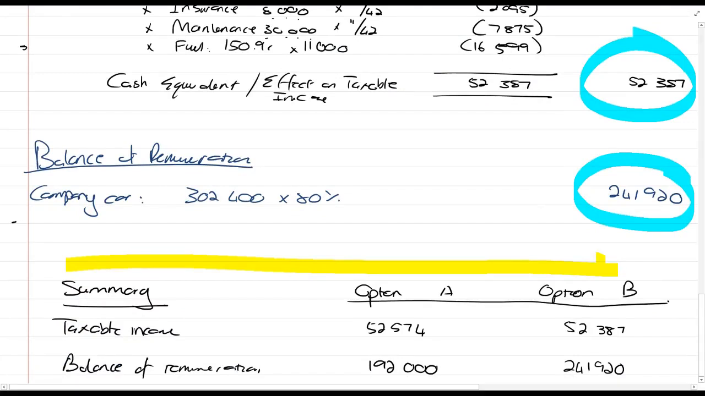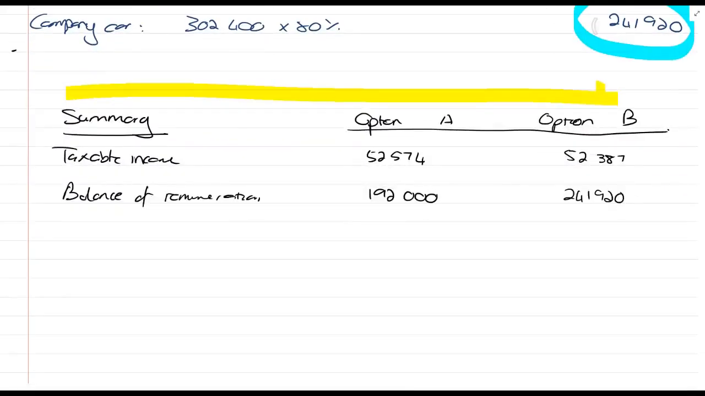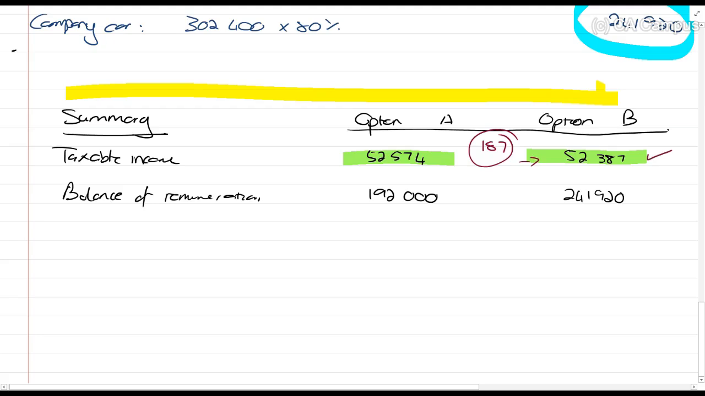Okay, so which option is better for Prudence? So let's quickly look at it. Option A is 52,574 and option B is 52,387. Right, it's 187 rands difference. So option B is 187 rands cheaper. So that's the one that she would prefer there. When you look at the balance of remuneration, option B is higher than option A.